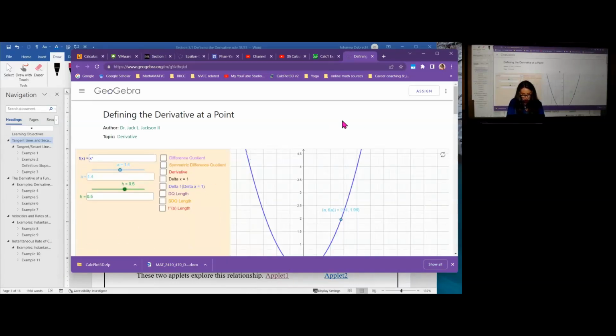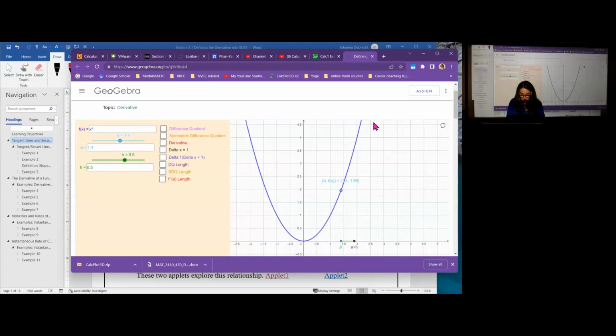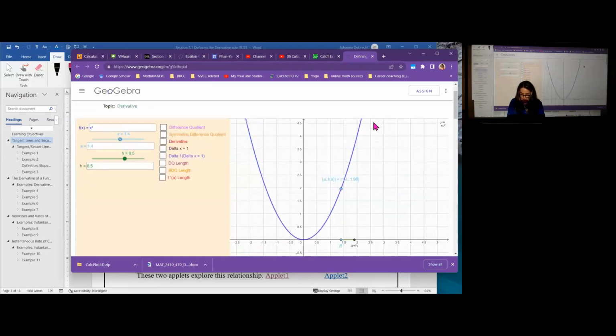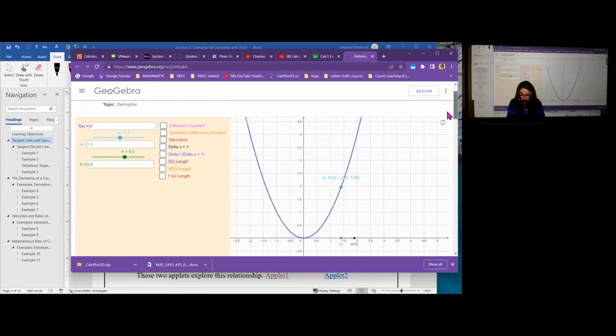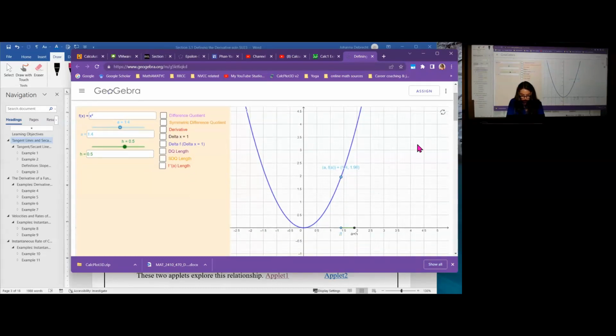This is the first applet created by Dr. Jack Jackson II. In this particular one, he wants to take a look at the difference quotient. And he wants to also look at the derivative, which is that slope of the tangent line. So what we're going to do is come up here and choose a function. You're allowed to change the function if you want.